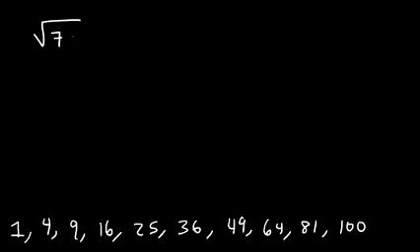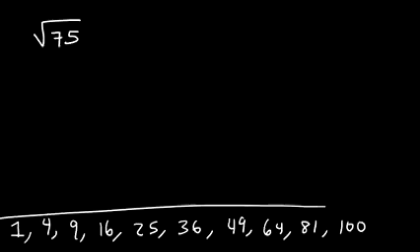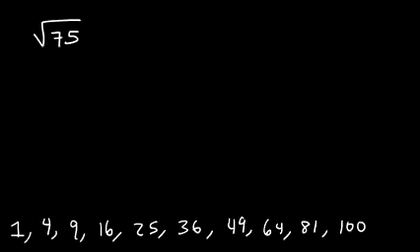Now, let's say you want to simplify the square root of 75. What would you do? This is not a perfect square, but what I recommend doing is to break down 75 into two numbers, one of which is a perfect square. So looking at the list of numbers that you see here, which of these numbers go into 75? 75 is a multiple of 25. If you divide 75 by 25, you get 3. So 25 times 3 is 75.